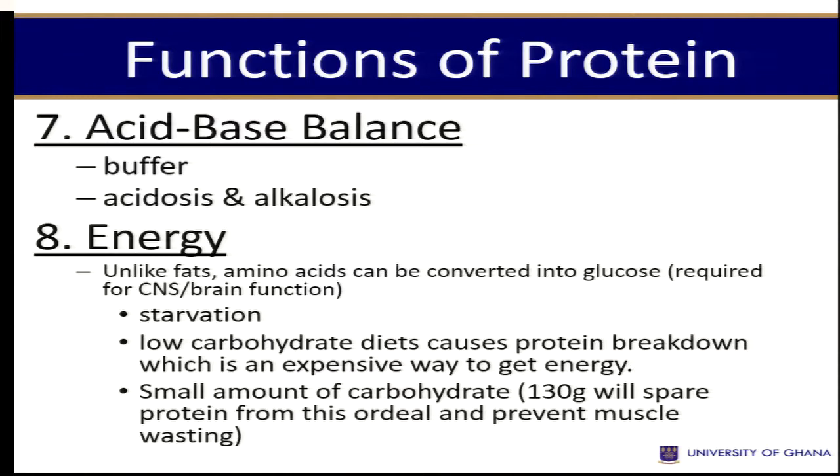The blood should be neutral. It shouldn't be alkaline. It shouldn't be acidic. Otherwise, we'll die. So proteins do that. They act as buffers to neutralize. When the body is getting too acidic, they neutralize it. When it's becoming too alkaline too, they help it to go to normality.